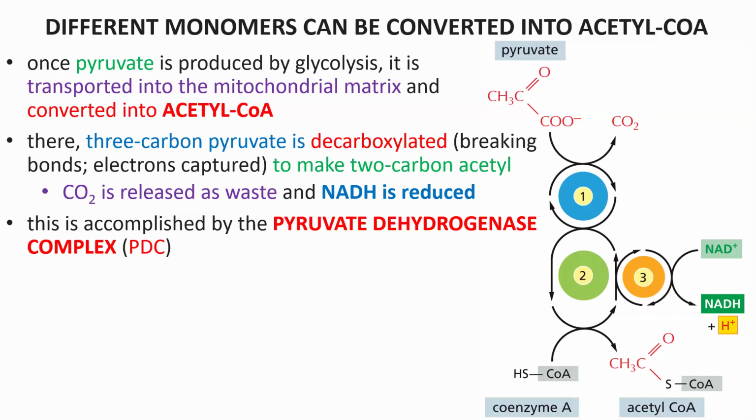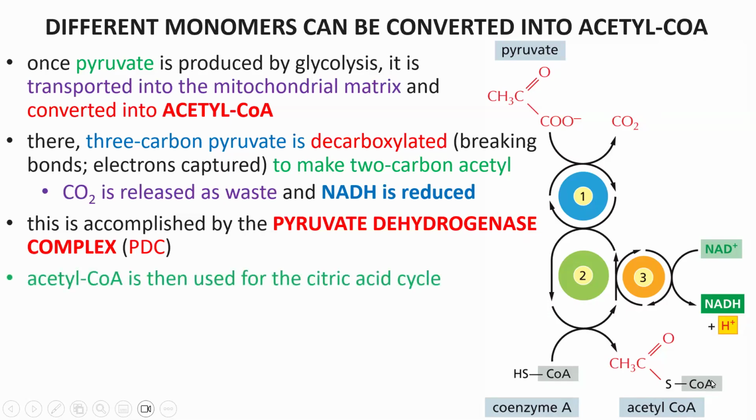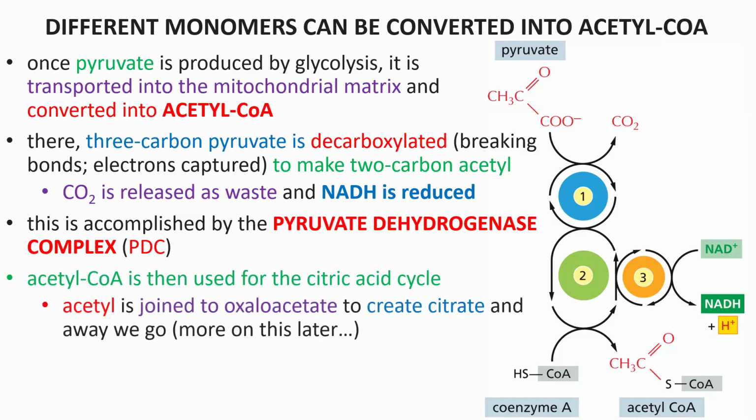For our purposes, pyruvate goes into the PDC. It's got 3 carbons. It's decarboxylated, giving us 2 carbons, and then those 2 carbon intermediates are ultimately converted into acetyl. This is acetyl right here, and then acetyl is linked to CoA, making acetyl-CoA. Then that acetyl-CoA is fed directly into the citric acid cycle.